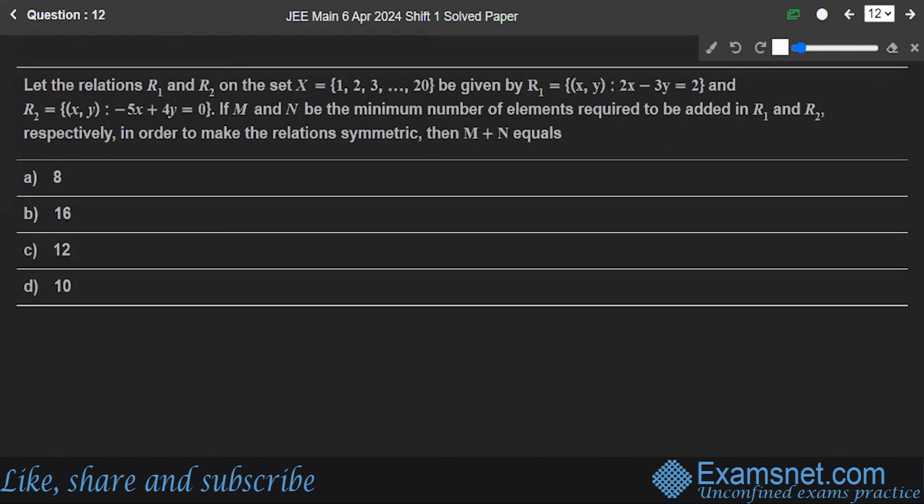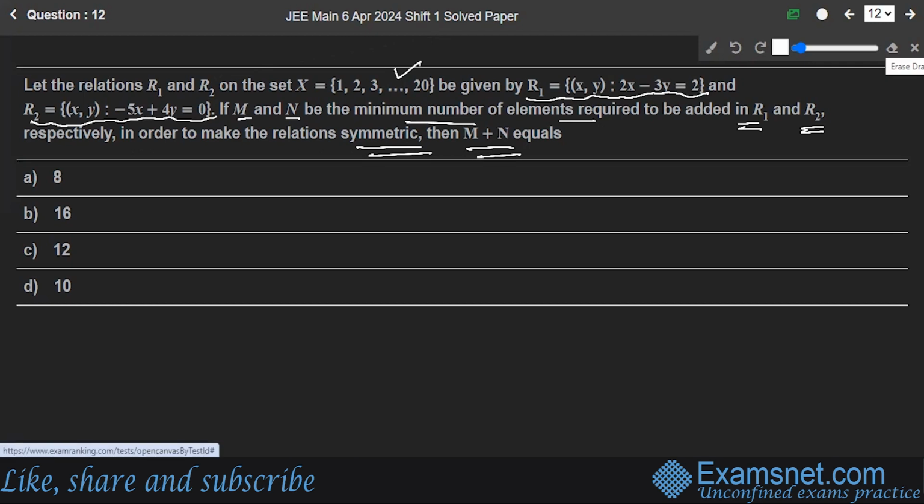Question number 12. Let the relations R1 and R2 on this set be given by this. R1 by this, R2 by this. If M and N be the minimum number of elements required to be added in R1 and R2 respectively, in order to make the relation symmetric, then what is the value for M plus N equal to?